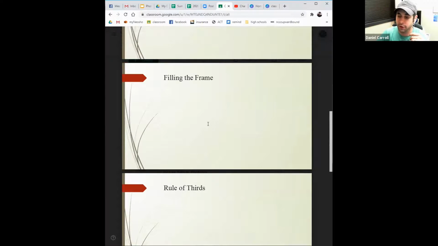Same thing with filling the frame. You'll have 6 different filling the frame slides for each of those different categories of things.